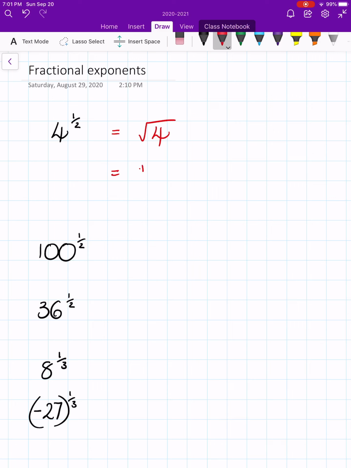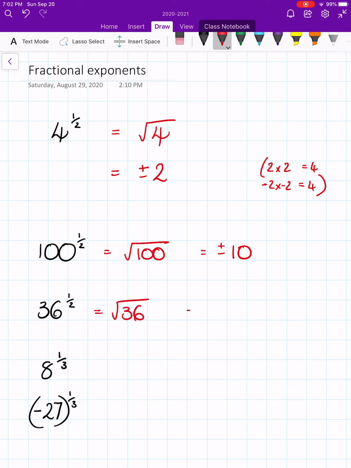Now the answer to that is either plus or minus 2, because 2 times 2 can be 4, but also negative 2 times negative 2 equals positive 4 as well. So if we're going to take 100 to the power 1/2, that means the square root of 100, which would be plus or minus 10. 36 to the power 1/2 is the square root of 36, so plus or minus 6.